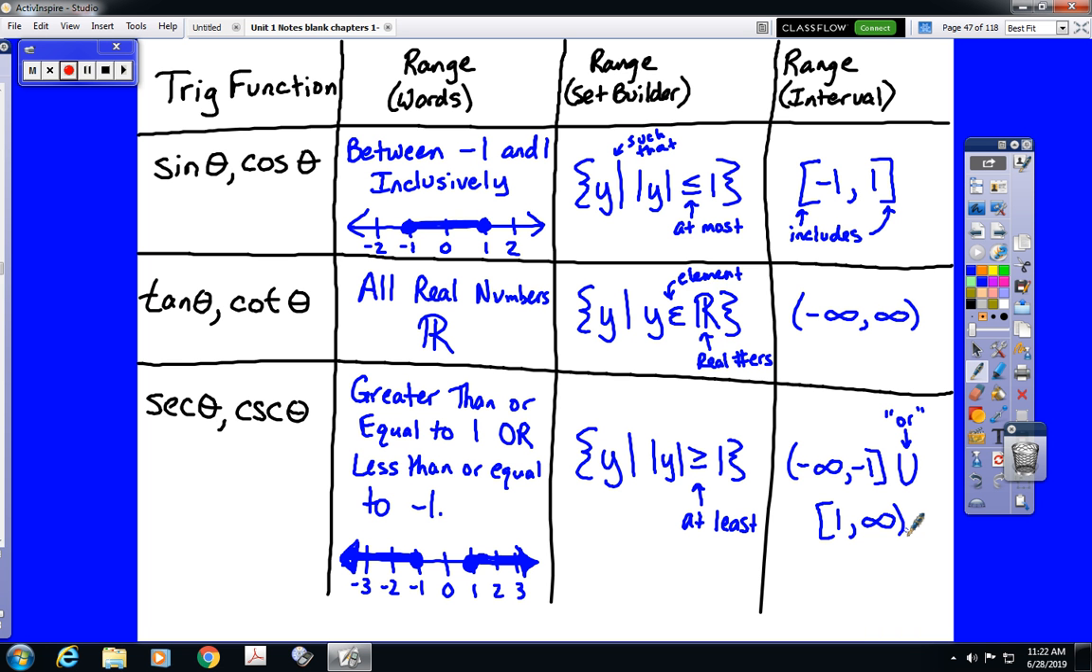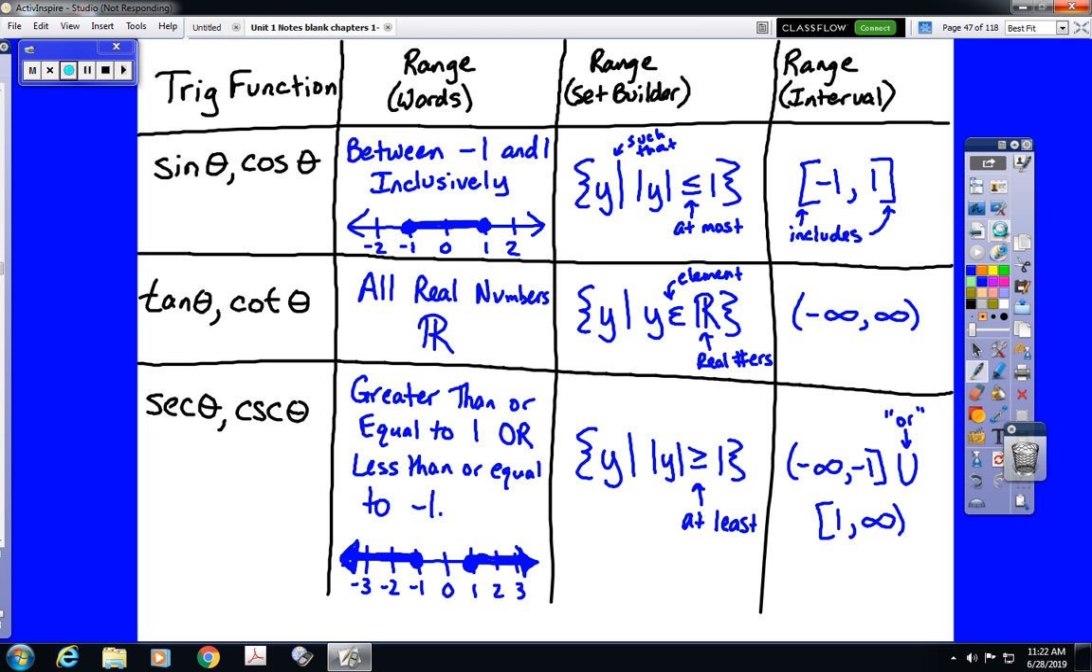It's very important that you understand that sine and cosine only exist between -1 and 1. That tangent and cotangent exist everywhere, range-wise, and secant and cosecant, their range is outside. It's less than -1 or greater than 1, inclusively. All right, so let's do an example of what we're going to have to do with this, and then we'll wrap up this video and go to the next one.